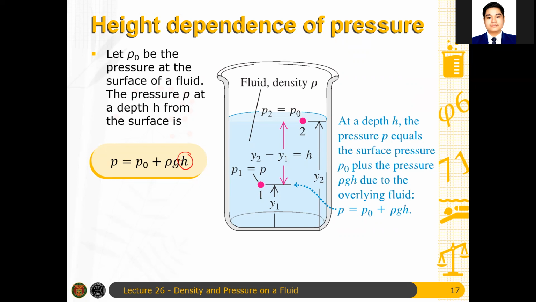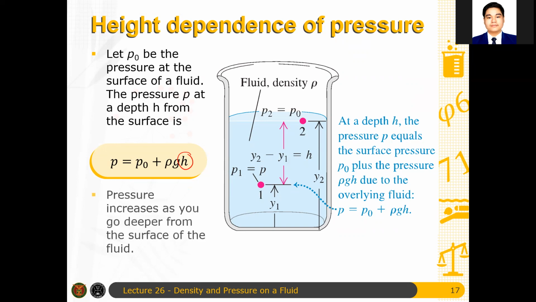H here is measured from the top towards the bottom. Okay, it is not from the bottom towards the top. You might get confused. H is from the top going down. It may seem weird, but that is how it is measured. Top to bottom, not bottom to top. So again, pressure increases as you go deeper from the surface of the fluid because h here increases. Okay, questions?